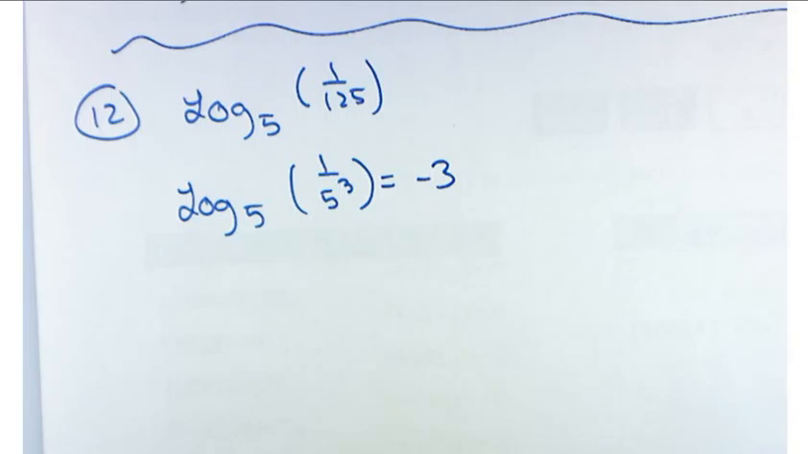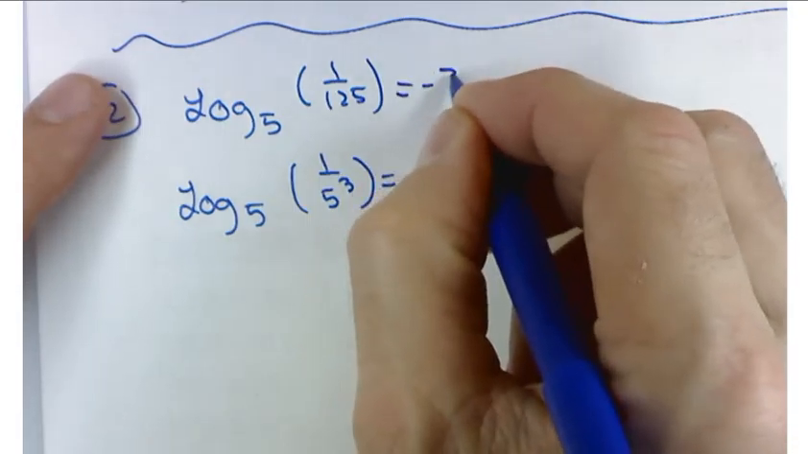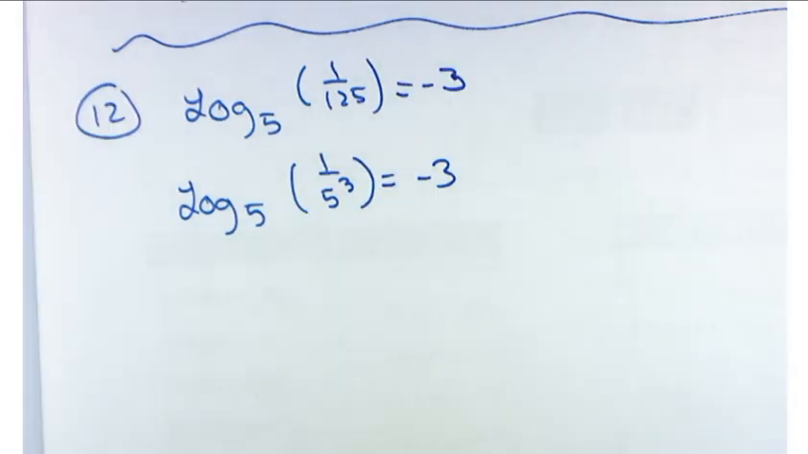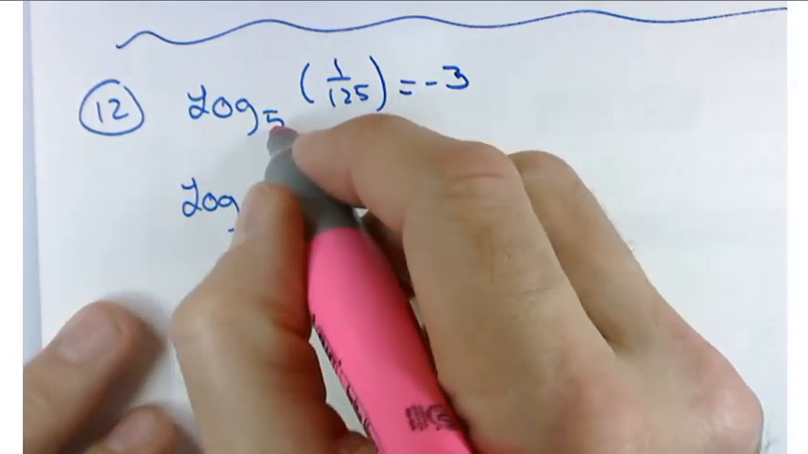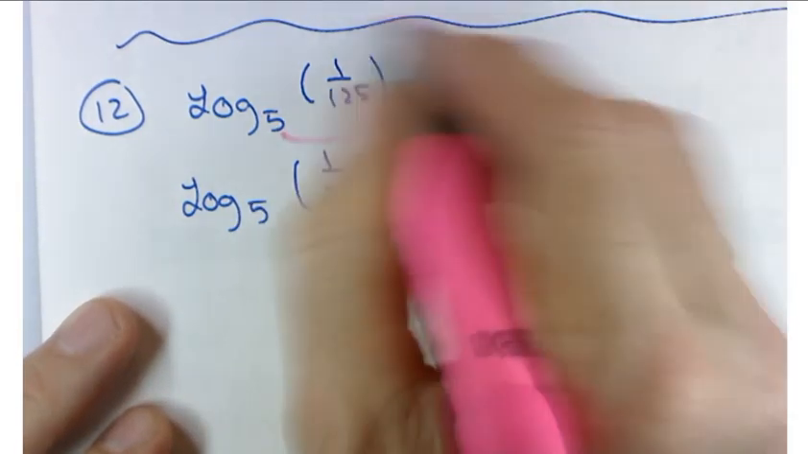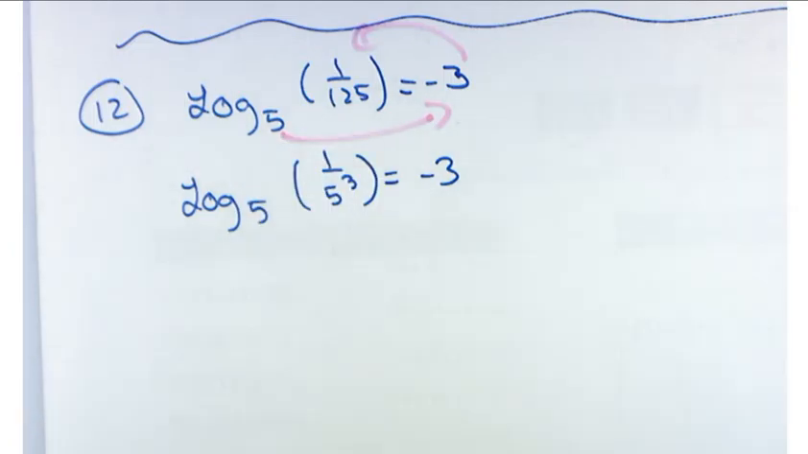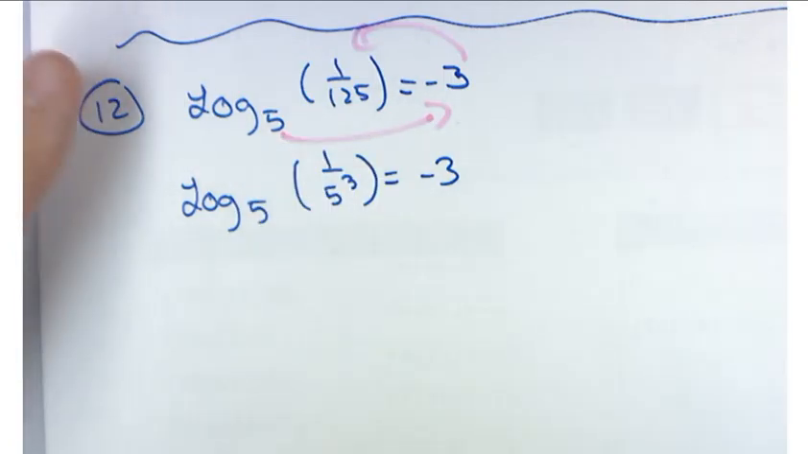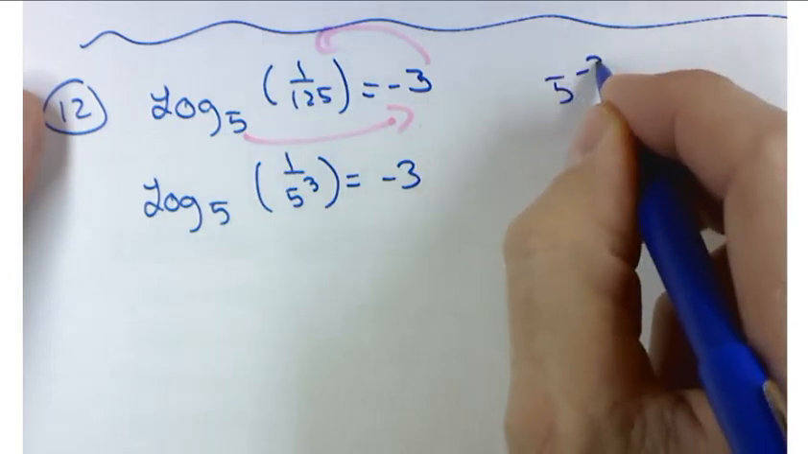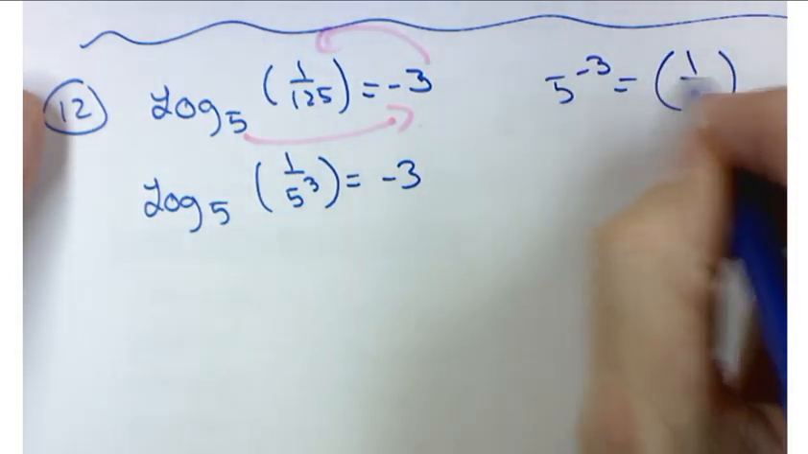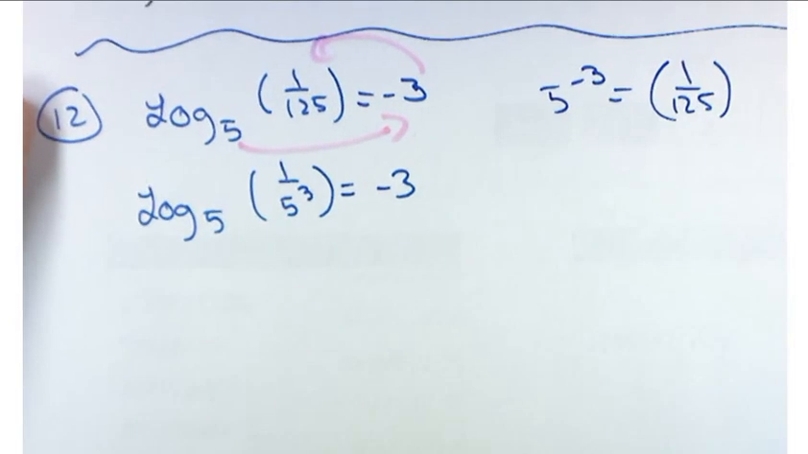Now your answers to these problems should check. They should make sense. So you should be able to kind of unwind them using exponents. What is an equivalent statement using exponents? Anmar, what would this be to rewrite this using exponents? Good. 5 to the negative third equals 1 over 125.